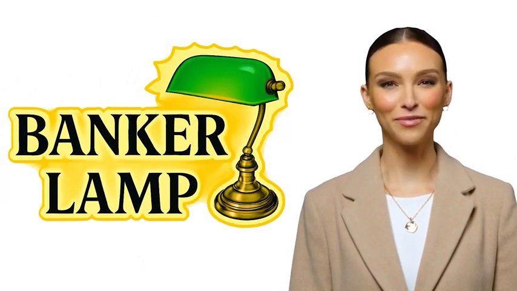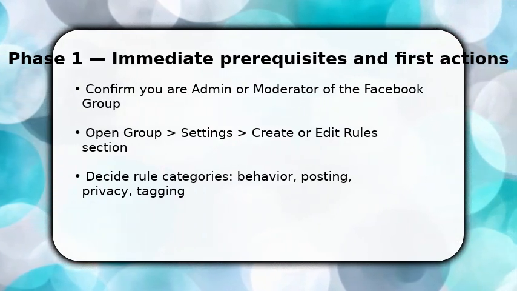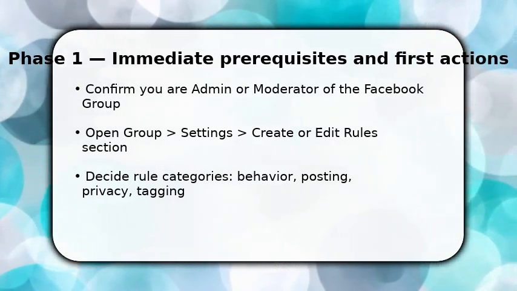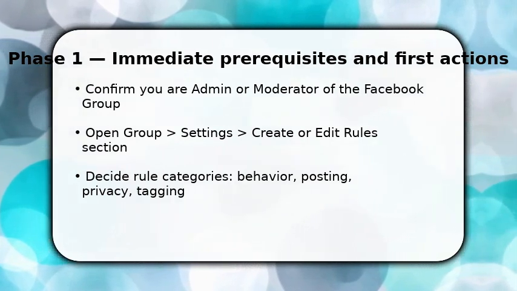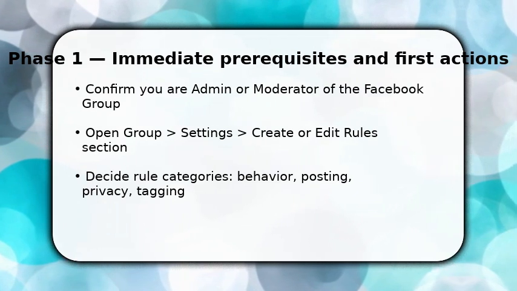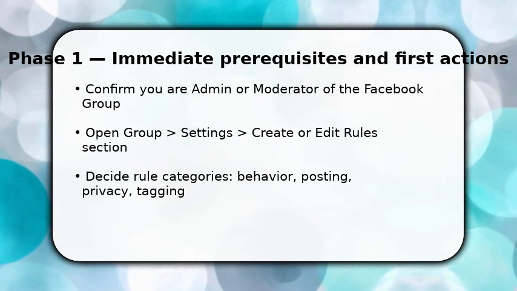You begin by confirming you are an admin or moderator. That access is mandatory. Once confirmed, open the group, tap Settings, then locate the Rules or Create Rules area. Make an initial list of categories: behavior, posting, privacy, tagging, so rules map to real situations.